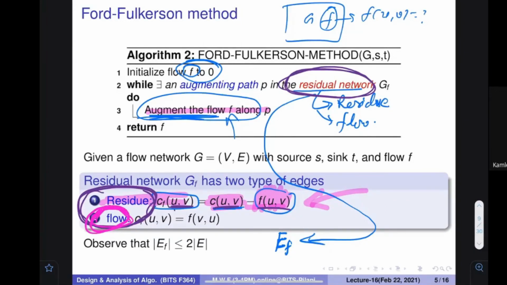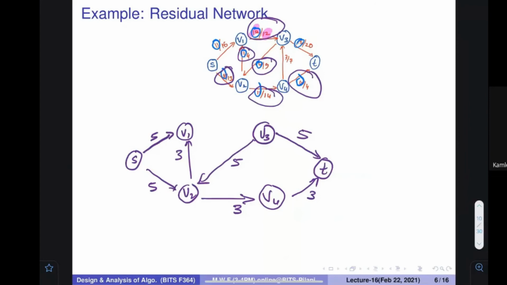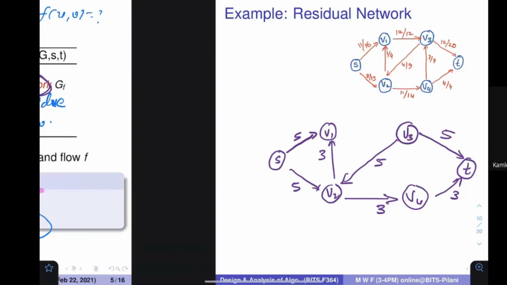And here you see CF(U,V) is equal to F(V,U). What do I mean by this? This was the flow of 11 into this particular side. Okay, let me just clear it for a few minutes. Once again, see this flow.